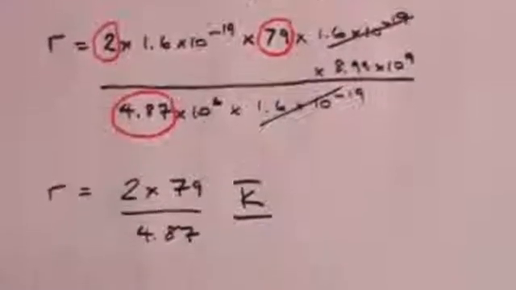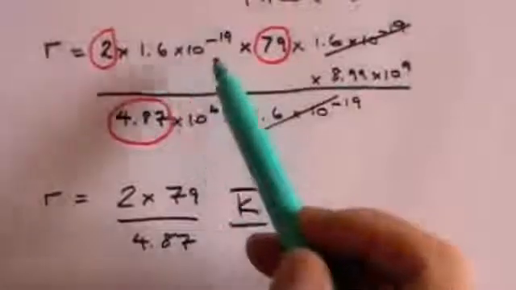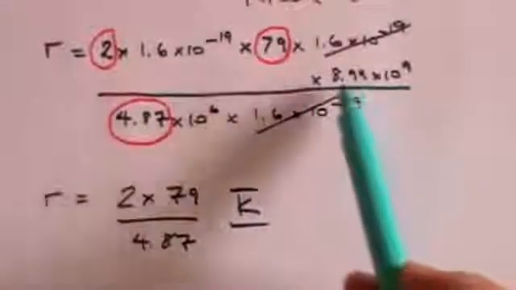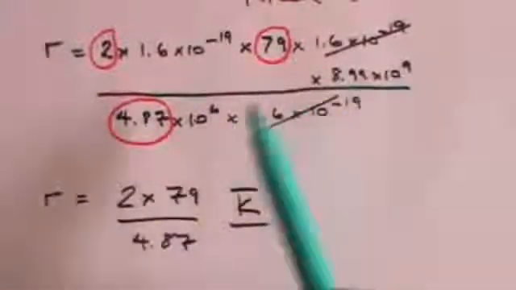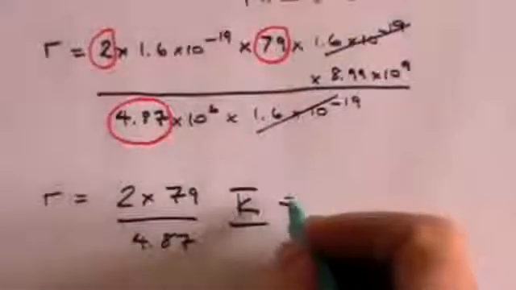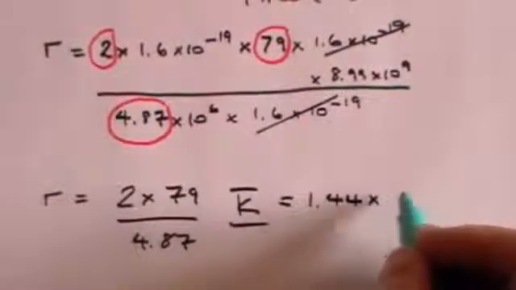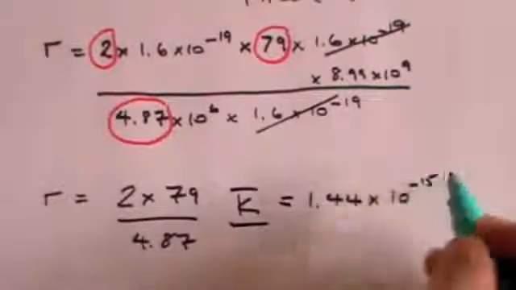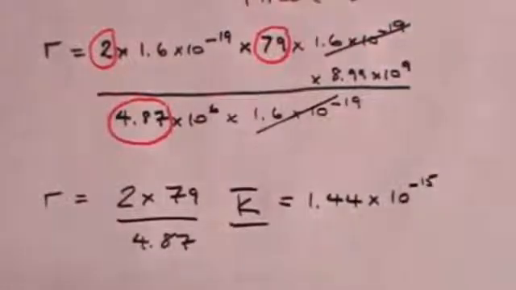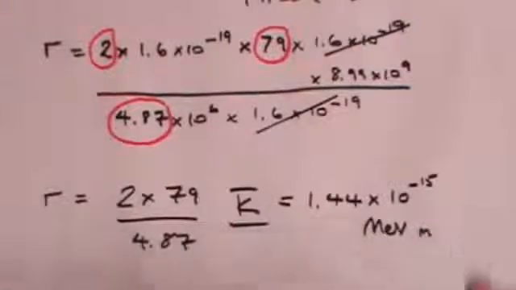And if you work out what that constant is, that is to say, what is 1.6 times 10 to the minus 19 times 8.99 times 10 to the 9 divided by 10 to the 6, you will find that that equals 1.44 times 10 to the minus 15. And the units, should you want them, are of course MeV meters.